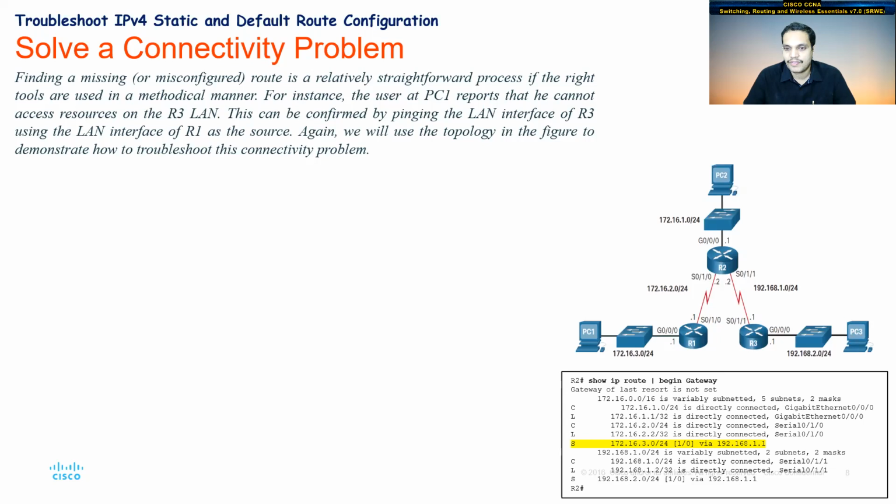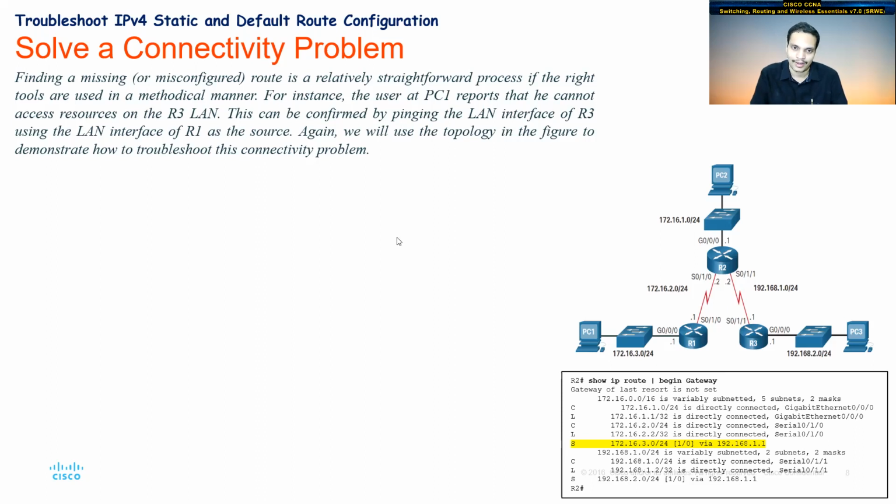So for instance, if the user on PC1 reports that he cannot access the resources on R3's LAN, so if somebody is trying to access PC3 from PC1, it is not going to work. This can be verified by pinging the LAN interface of R3 using the LAN interface of R1 as a source. Now, as I told you, there is no one particularly fixed manner through which you need to verify why this is not happening.